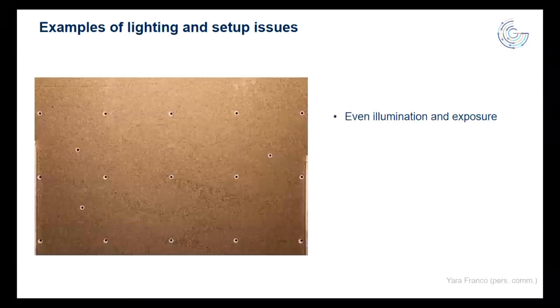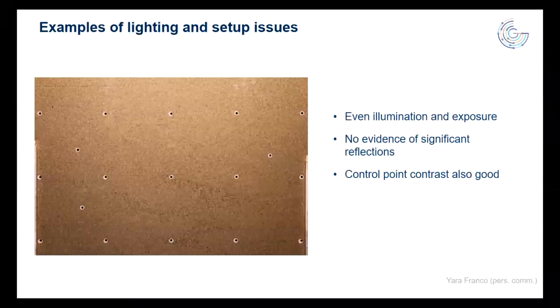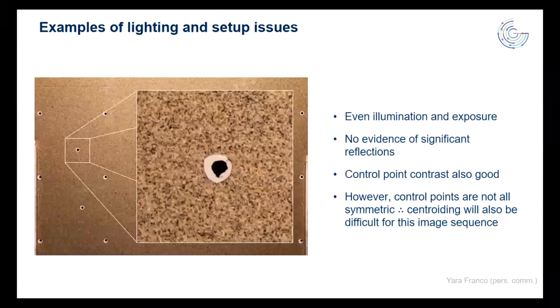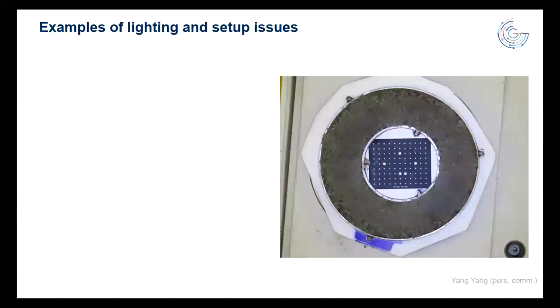Here's another example from Yara Franco. Again, beautiful even illumination and exposure, all very good. There's no evidence of significant reflections, which is great. The control point contrast is very good, but the execution of the control points is not as good as it could have been. So in this case, you can see here, if I took the centroid of this blob, it's going to be biased as a consequence of that bleeding at the bottom of the black part of the control point. And again, this made the whole process of photogrammetric correction rather difficult. So, you know, most of the way there with this setup, and then just this last little detail created problems.